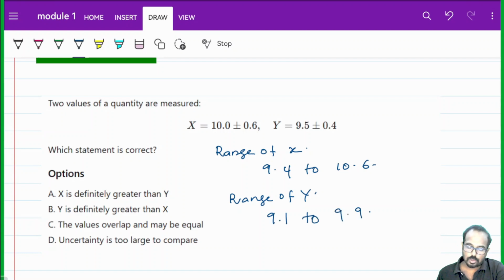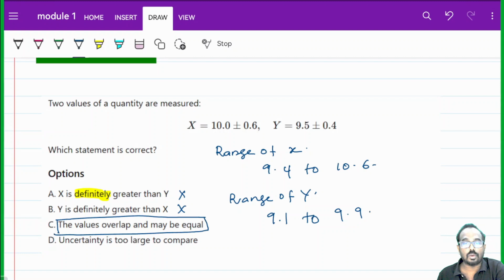When you check these values, then you go for the options. X is definitely greater than y. If you say that, definitely it is not possible, right? You can't say that because the values are overlapping. So this is a wrong answer. Y is definitely greater than x is also wrong. So uncertainty is too large to compare. No. Here, this option is correct. You check this option, the values overlap and may be equal, right? Can be equal. So this is the correct option, C.